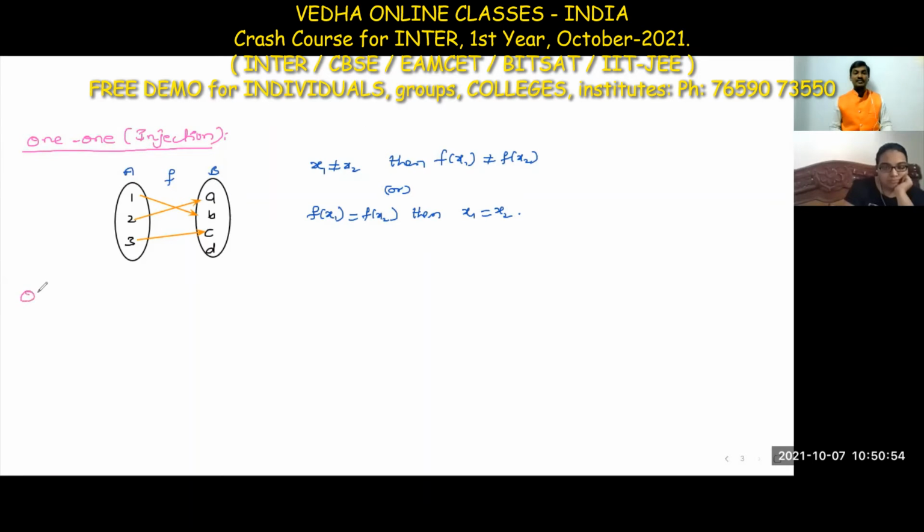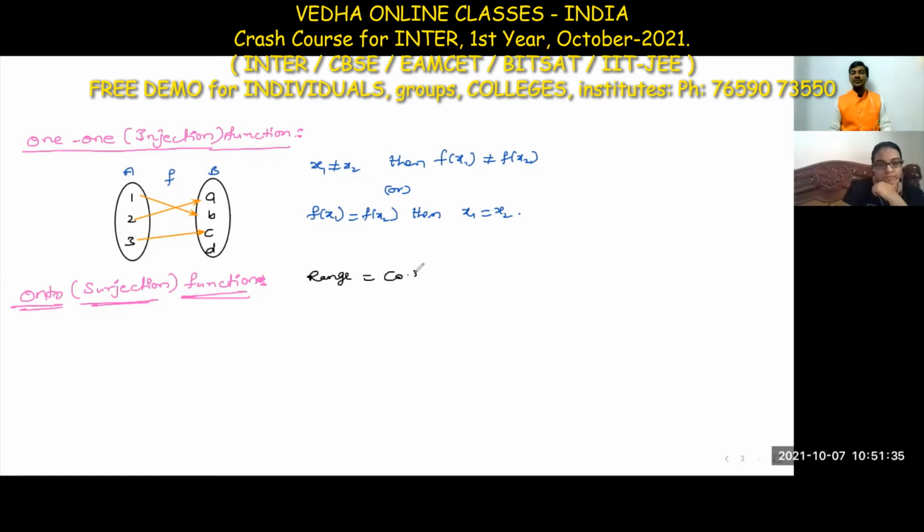Okay, after that, onto function, or surjection. So what is an onto function or surjection? An onto function or surjection is nothing but if range is equal to codomain. Okay, so if range is equal to codomain of the function.